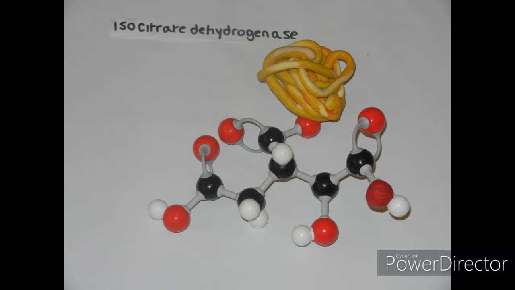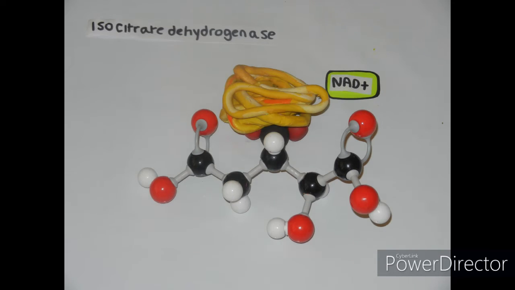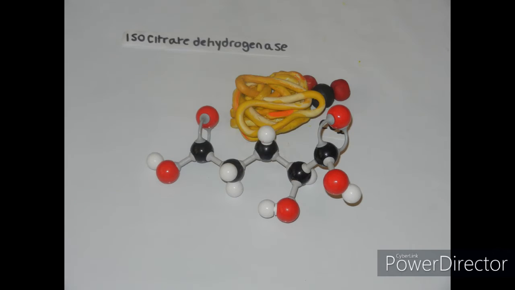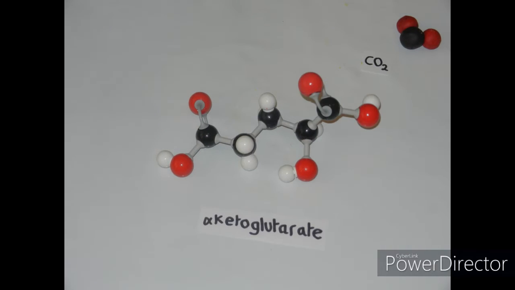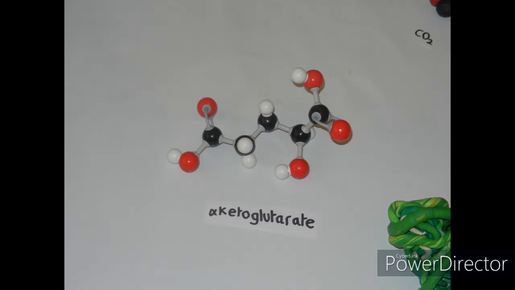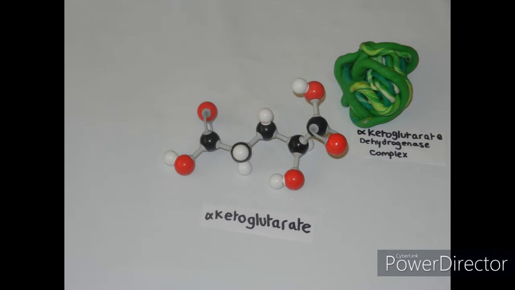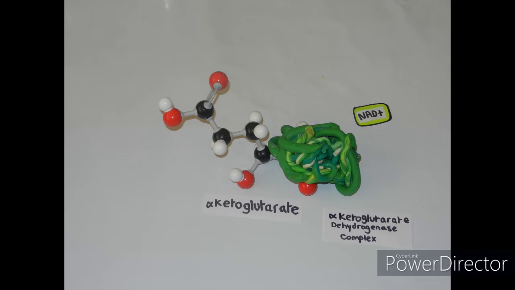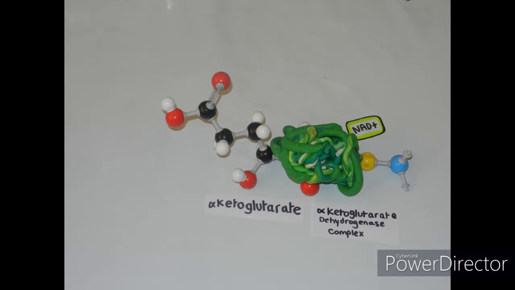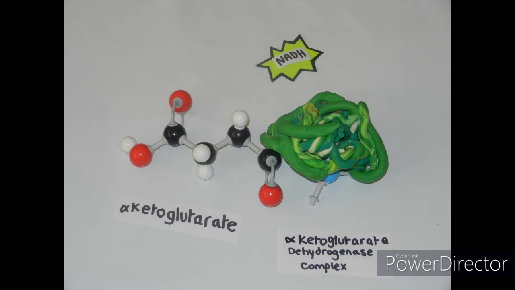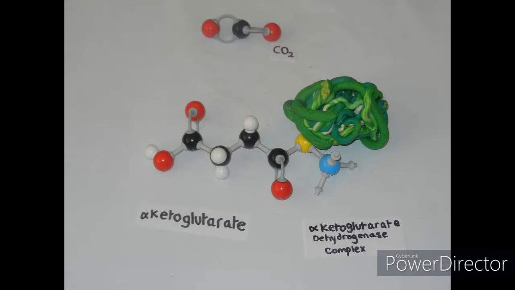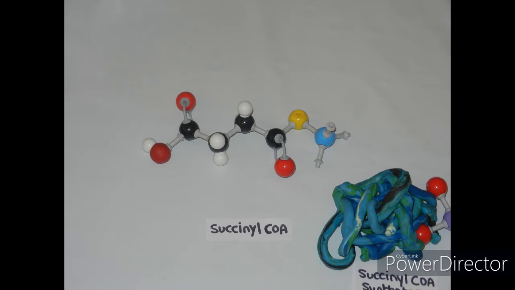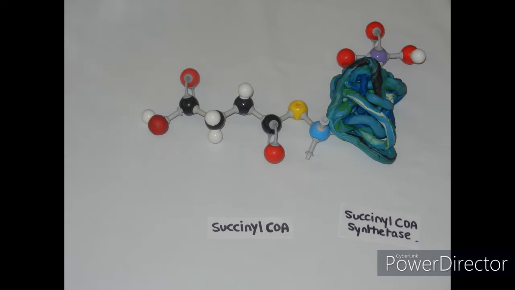isocitrate. Now, oxidative decarboxylation of isocitrate to alpha-ketoglutarate is catalyzed by NAD+ dependent isocitrate dehydrogenase, producing CO2, NADH, and H+. In the next step, alpha-ketoglutarate dehydrogenase catalyzes the conversion of alpha-ketoglutarate to succinyl-CoA. This irreversible stage generates NADH, CO2, and a H+.